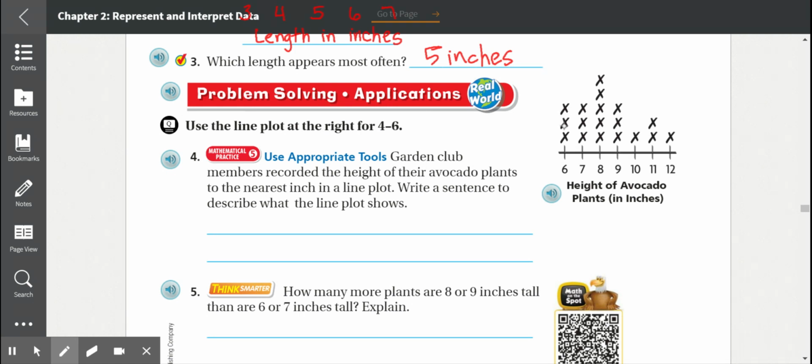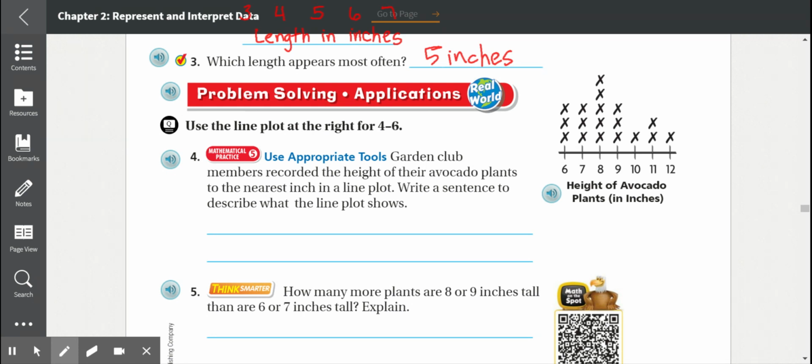So we can see there were 3 plants that were 6 inches tall, 3 plants that were 7 inches tall, all the way up to 12. Okay. Garden Club members recorded the height of their avocado plants to the nearest inch in a line plot. Write a sentence to describe what the line plot shows. So what is this line plot showing?